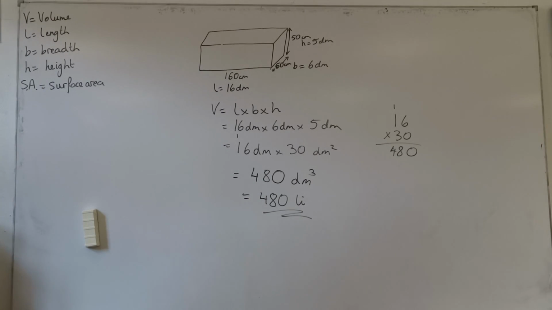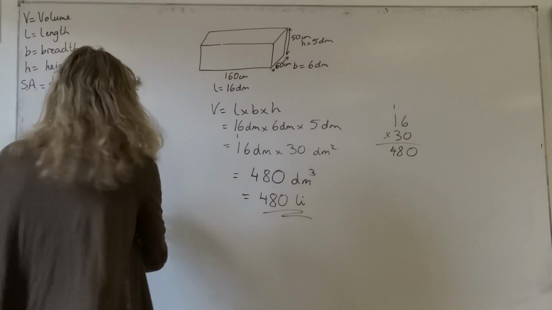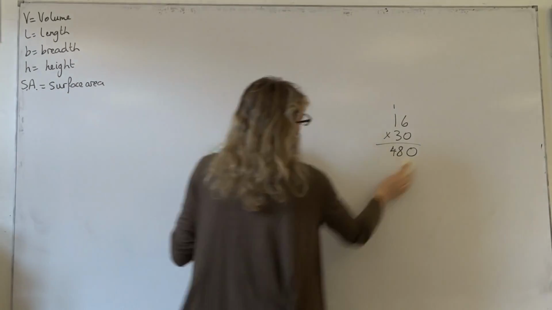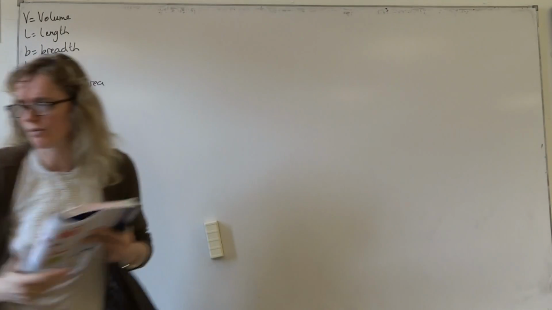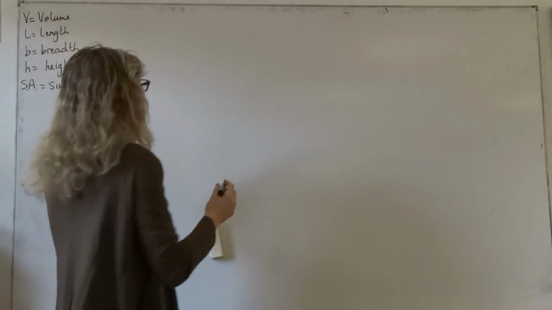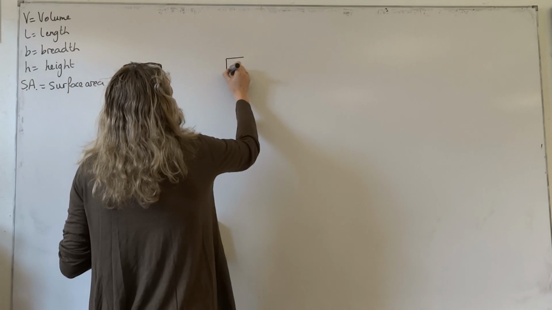Right, then we have the next one, where you've got 36 cubes, and you've built them in a rectangular block. So it has to be a complete rectangle. And each of the sides is 1 centimetre.